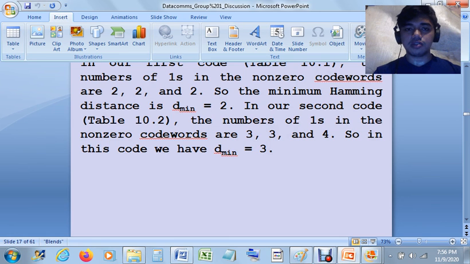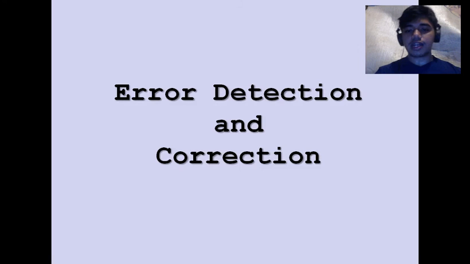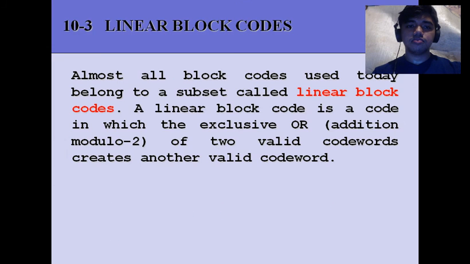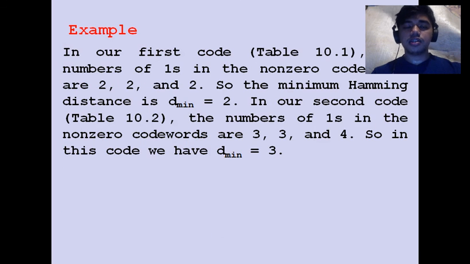Here is another question, for the last question. In our first code, table 10.1 shown earlier, the number of 1s in the non-zero code words are 2, 2, and 2. So the minimum Hamming distance dmin is equal to 2. I'll show you table 10.1, which is the example in this slide. In our second code, table 10.2, the numbers of 1s in the non-zero code words are 3, 3, and 4. So in this code, we have dmin equal to 3.